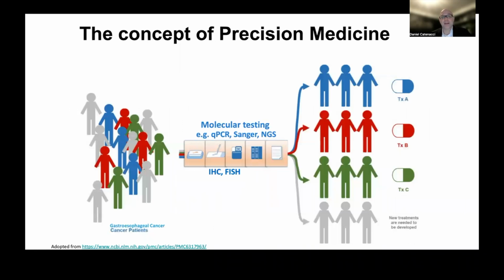Taking a step back, we look at the concept of precision medicine or personalized medicine then is acknowledging that gastroesophageal cancer as an entity has a lot of underlying genetic subgroups. And using the various molecular tests that we've been talking about, the idea is to help categorize patients into like groups molecularly that then could be matched to targeted therapies that are specific for that predictive biomarker.